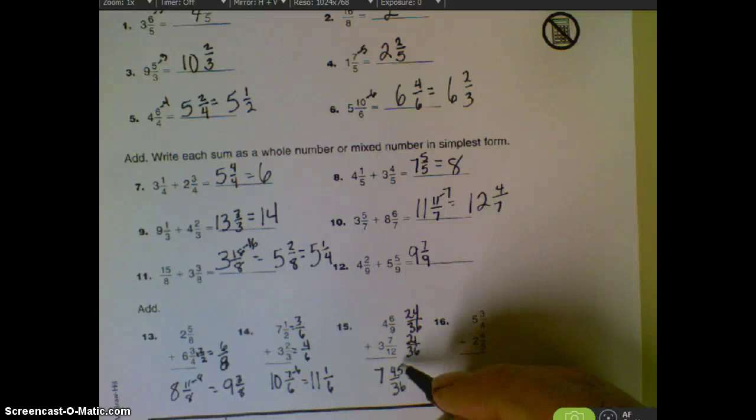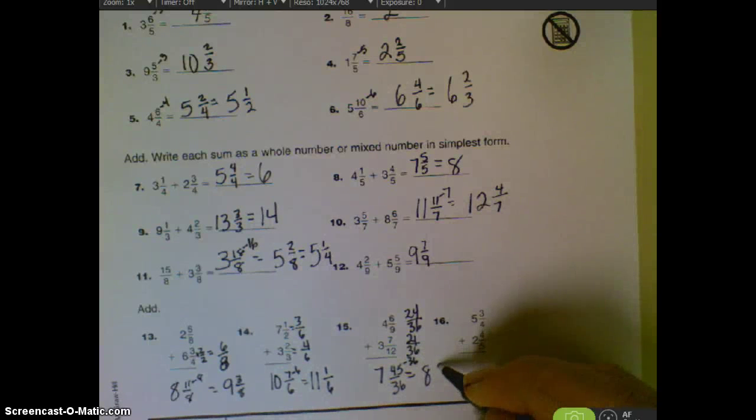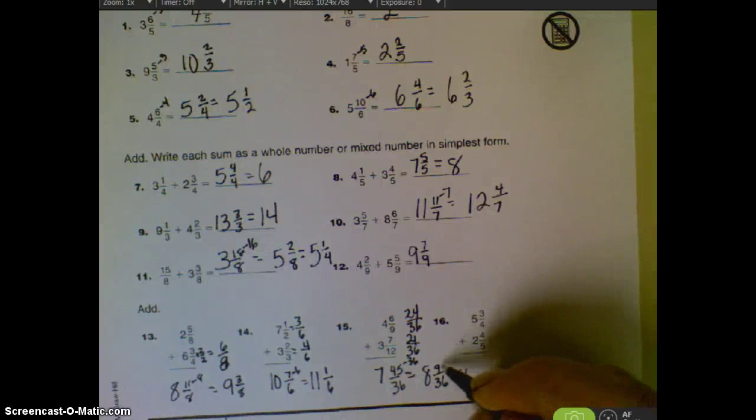And I can take 36 out to get a whole number. And if I subtract 36 from here, 36, I think I have 9. And 9/36. And I think I know I can reduce this. I can divide them both by 9. And so I would get 8 and 1/4 for a final answer on that one.